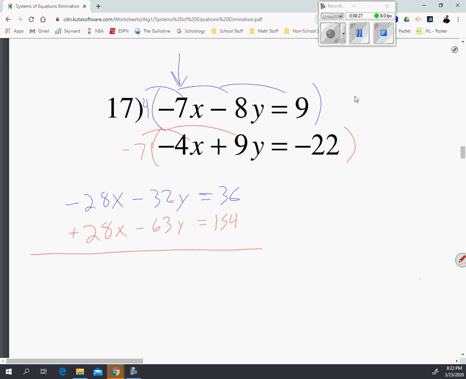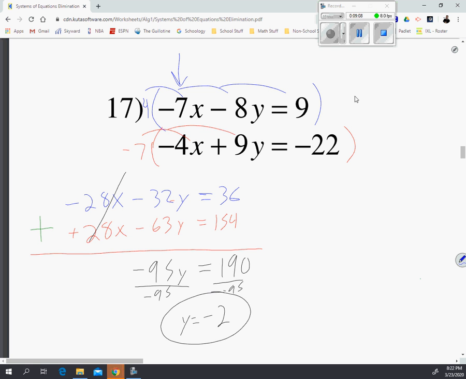All right. So we're going to add these bad boys up here. The first one is going to be nothing. That's what we wanted. But now we've got some weird numbers. Negative 32 minus 63. Just punch it in your calculator. Just trust me right now, though. It's negative 95y. And when we do 36 plus 154, I sure hope it's a nice number. It's 190. Okay? So what are we going to do? We're going to divide both sides by negative 95, and we're going to get y equals, guess what it is? It's a nice integer. It's a nice whole number for us.